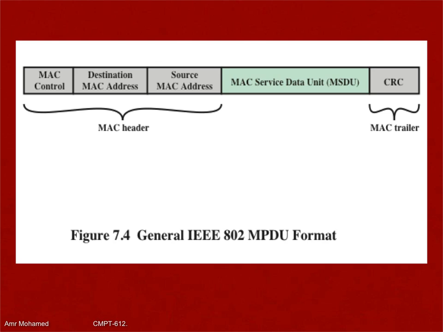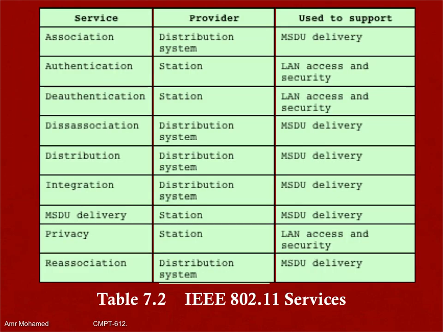So this is the MAC layer PDU, or protocol data unit, which is composed of the MAC header and the trailer. Here the trailer uses what we call cyclic redundancy codes, and this is the service data unit. So this is not new. So this is the last slide, hopefully.